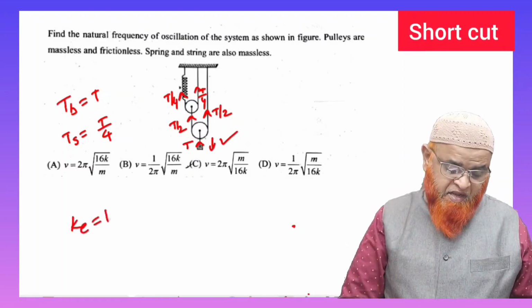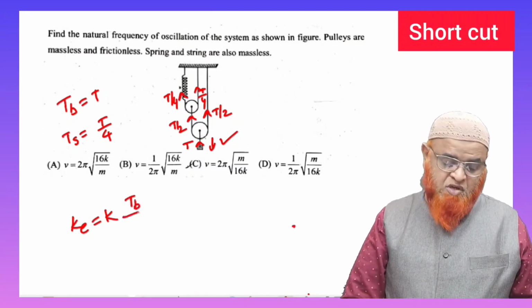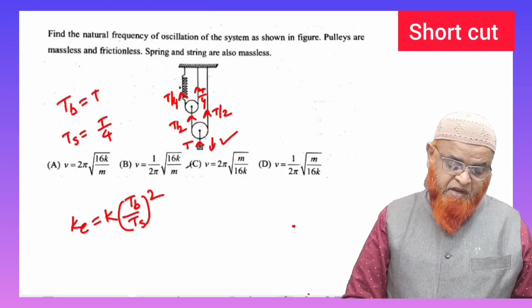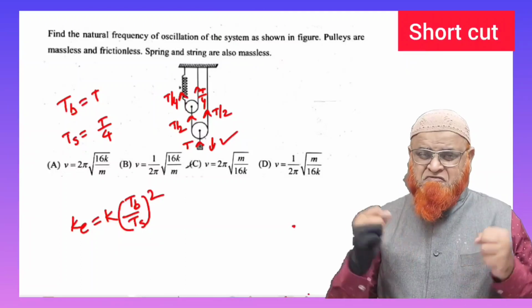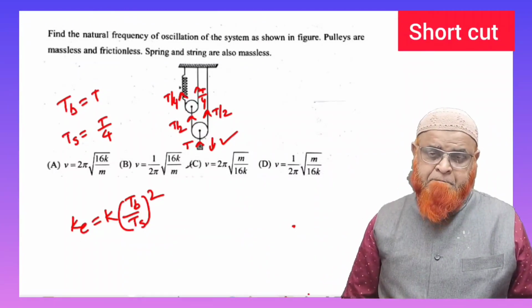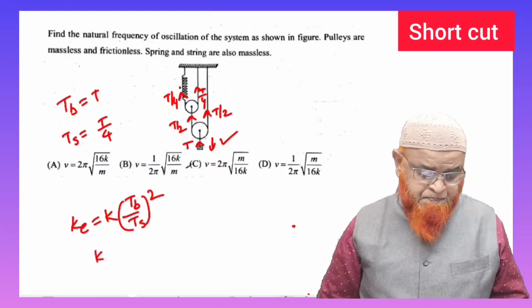For that, a shortcut formula is: effective spring constant is equal to K times (tension on the block by tension on the spring) whole square. This is a universal shortcut method used by almost all the physicists. This will help you a lot and save a lot of time. Let us go ahead now.